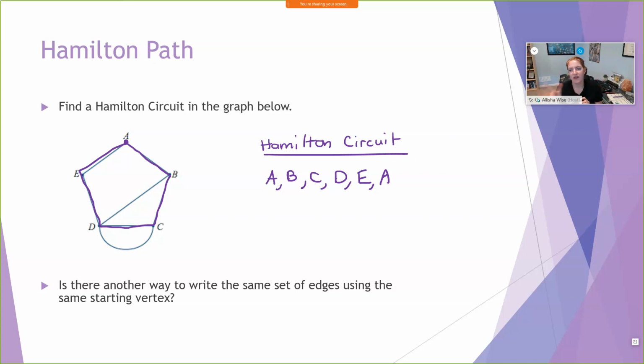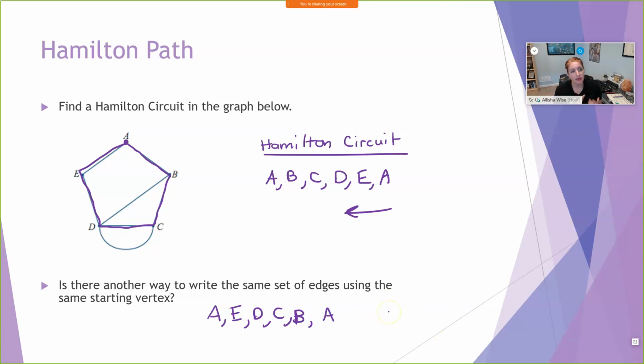This one also would have a Hamilton path, just one less vertex that you would include. But we're not going to talk about that. We just want to concentrate on Hamilton circuits right now. It says, is there another way to write the same set of edges using the same starting vertex? Basically, we want to see, is there another way to write these using the same order? And the answer is yes, you can write them backwards. So just start from the end and write backwards: A, E, D, C, B, A.